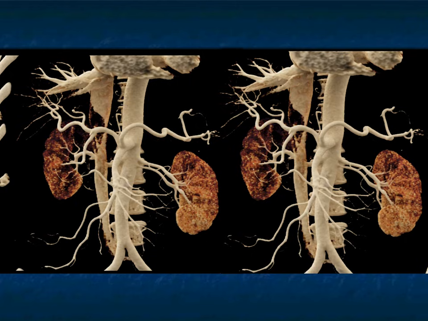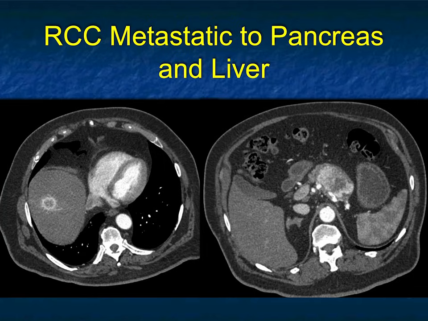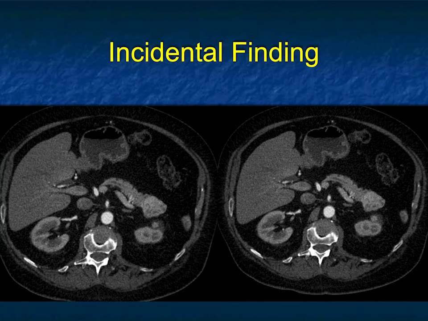Here's the vessels, a nice illustration of the celiac and SMA with cinematic rendering. Just a really good case. Okay? Really nice example.